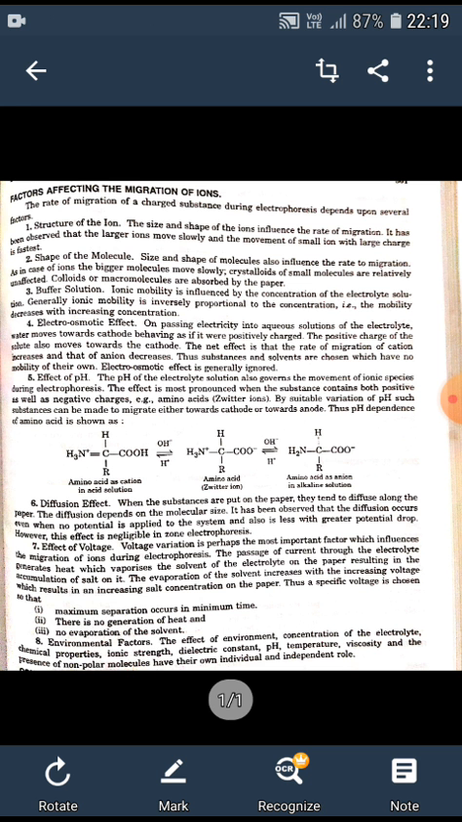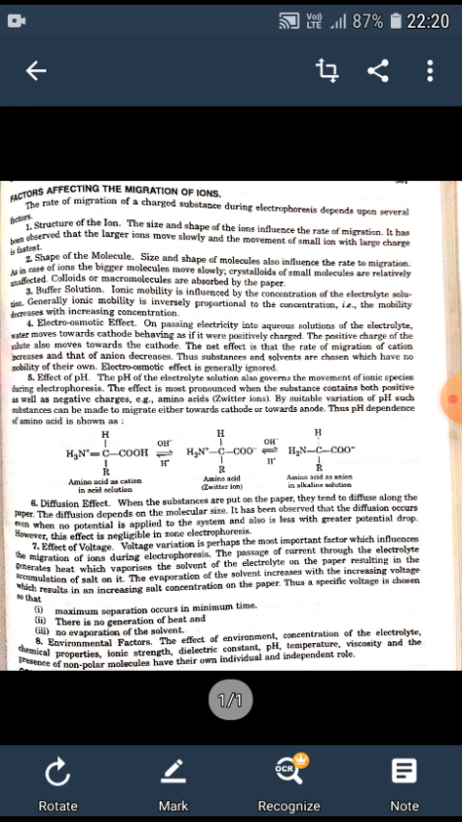Now, the migration of these ions or charged substances depends upon several factors. The first and foremost factor on which the rate of migration of a charged substance depends is the structure of the ion. The size and shape of the ions influence the rate of migration. Larger ions move slowly, and the movement of a small ion with large charge is the fastest.